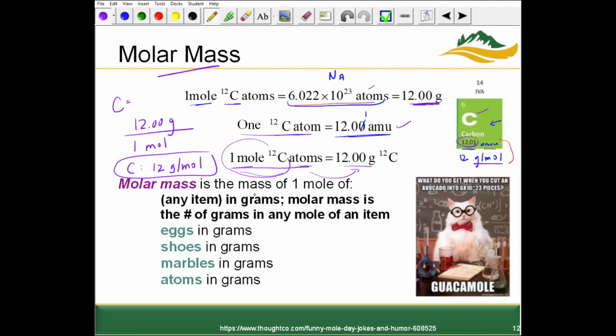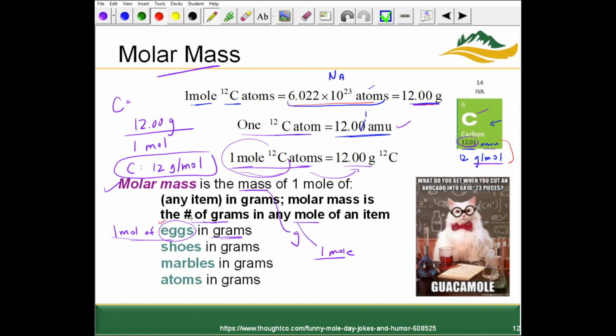The molar mass is the mass in grams of 1 mole of any item. In other words, molar mass is the number of grams in any 1 mole of any item. If we had 1 mole of eggs, for example, if we put that all together and weighed 1 mole of eggs, we would get that weight in grams. The weight in grams of 1 mole of those eggs is its molar mass, the molar mass of eggs. Of course, we don't usually do that with eggs, but this is just an example.